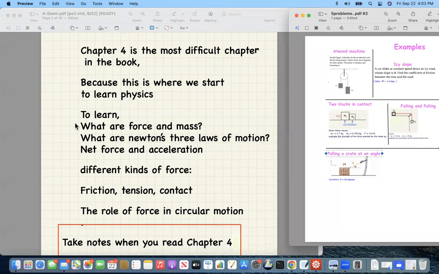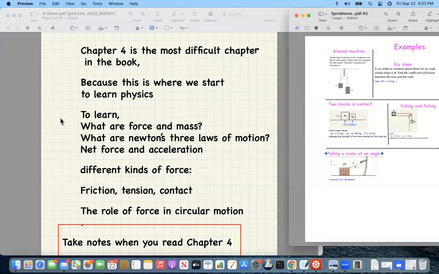First of all, what are force and mass? What is a force? What are some examples of forces? What's mass? What is mass anyway? And then what are Newton's 3 laws of motion, which rely on the concepts of force and mass?